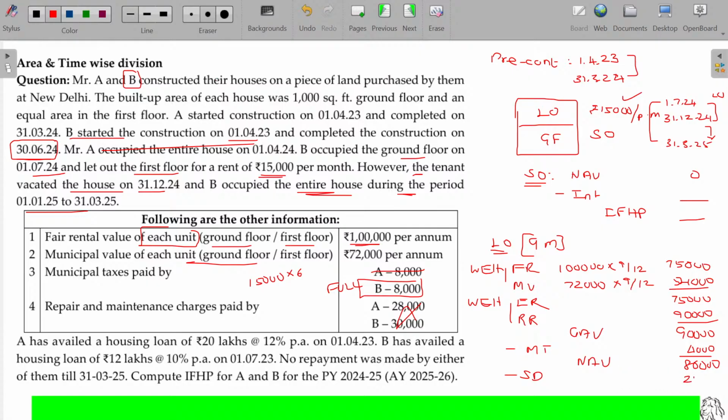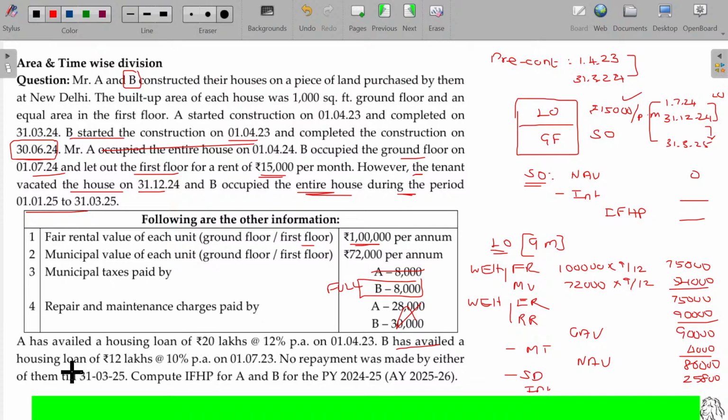25,800. And then you have to subtract the interest. Anyhow, the repairs and maintenance could not be taken anyway. For the interest calculation, come on.